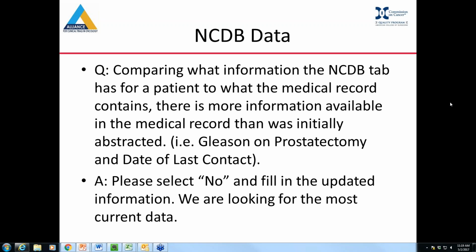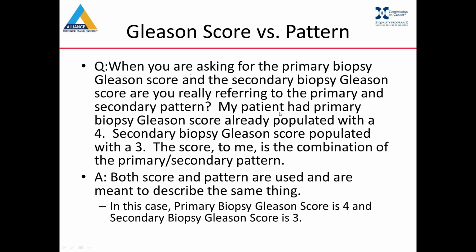All right, so there's a question on the Gleason scores, so we can just go back to that slide. When you're asking for the primary biopsy Gleason score and the secondary biopsy Gleason score, are you referring to the primary and secondary pattern? The example for primary would be 4 and secondary would be 3. So the score is the combination of the primary and secondary. And the answer is yes, both the score and pattern are used and meant to describe the same thing. So in this case, the primary biopsy Gleason score is 4 and the secondary biopsy Gleason score is 3.